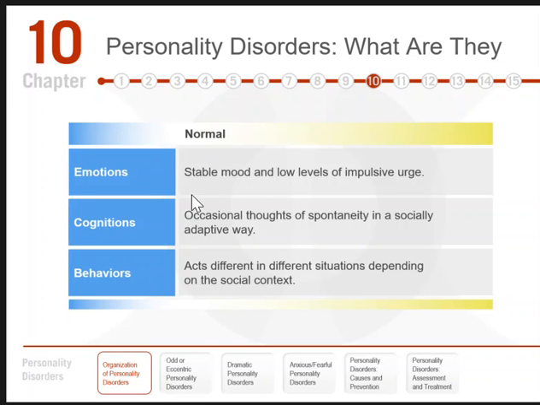So emotions you can have anywhere. You see here, this is one end of the continuum where you see them stable and low levels of impulsiveness, occasional thoughts as far as cognitions, occasional thoughts of spontaneity in socially adaptive ways. We usually call that creativity in thought process. And behaviors where you act different in different situations depending on the social context.